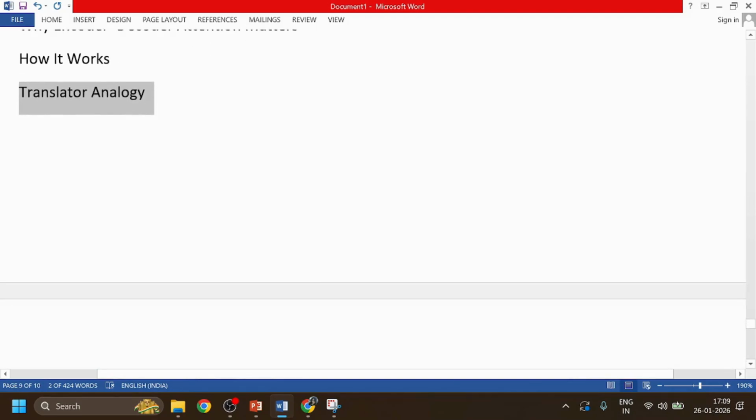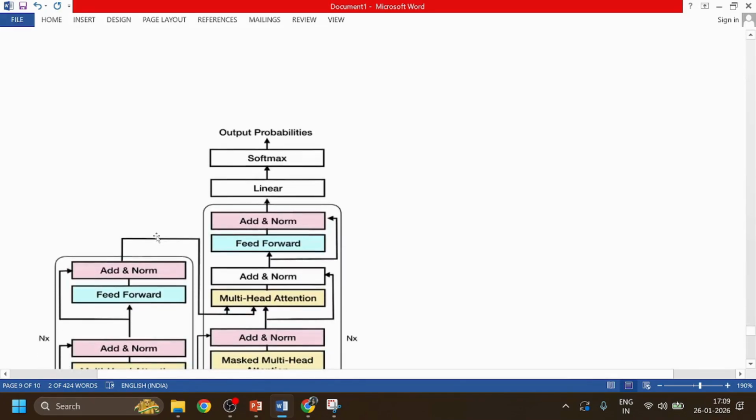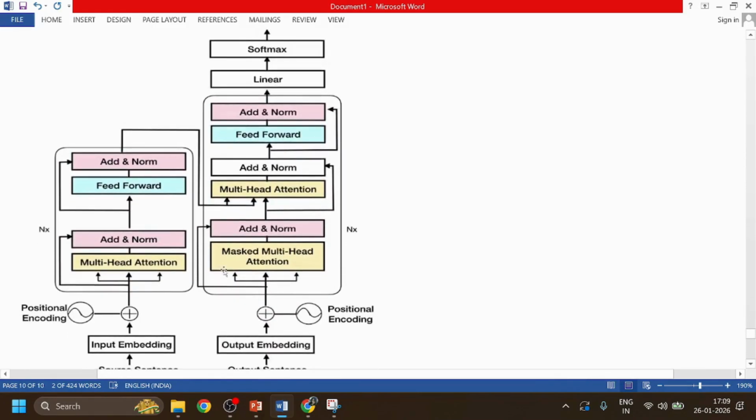Here after this is the translator analogy. Think of a human translator. They read the full sentence first, and then they translate word by word. At each step they look back at the original sentence. That's exactly what the decoder does with the encoder.